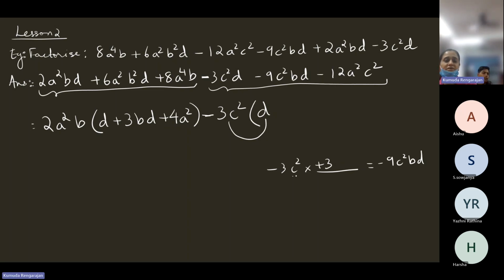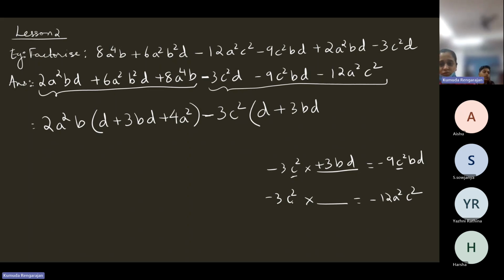See, C square, C square, B, BD. So plus 3BD, right? The same way, we have minus 3C square common into what will give you minus 12A square C square. So plus 4A square.